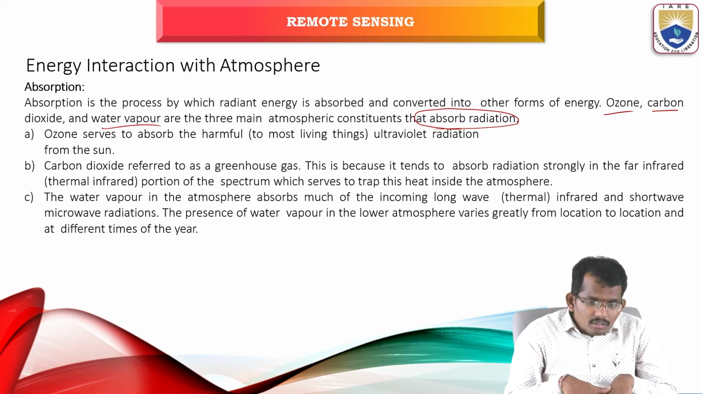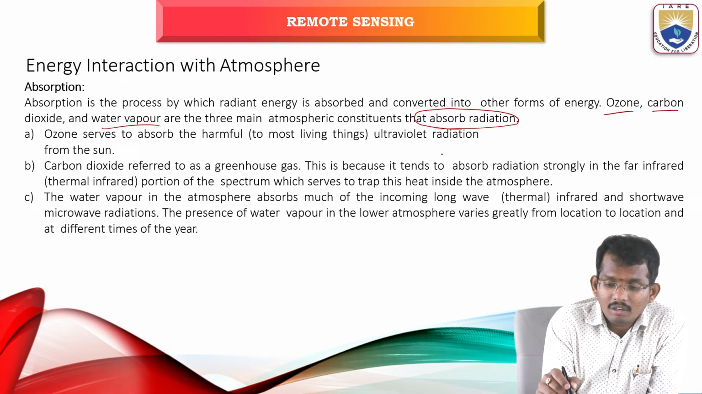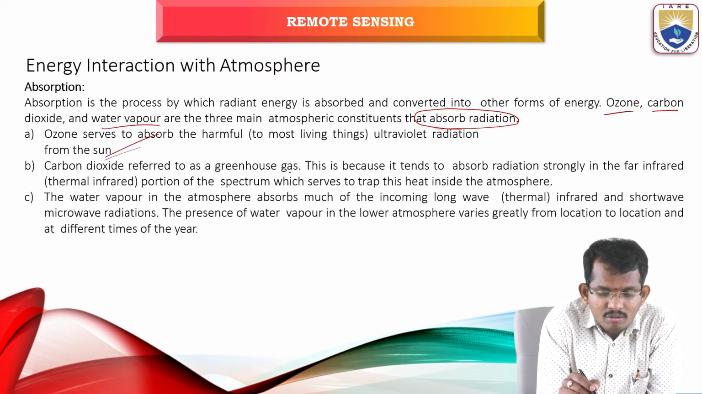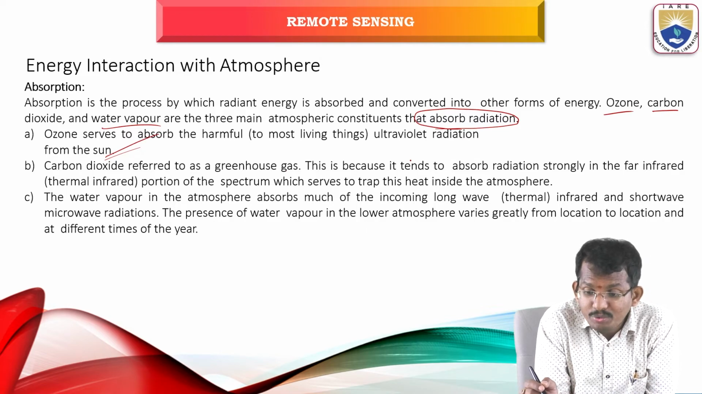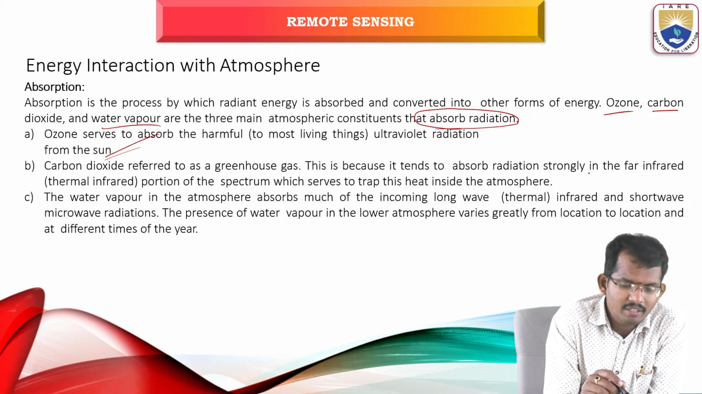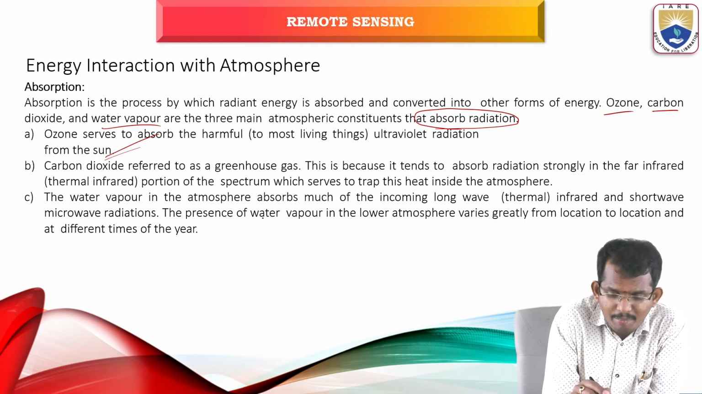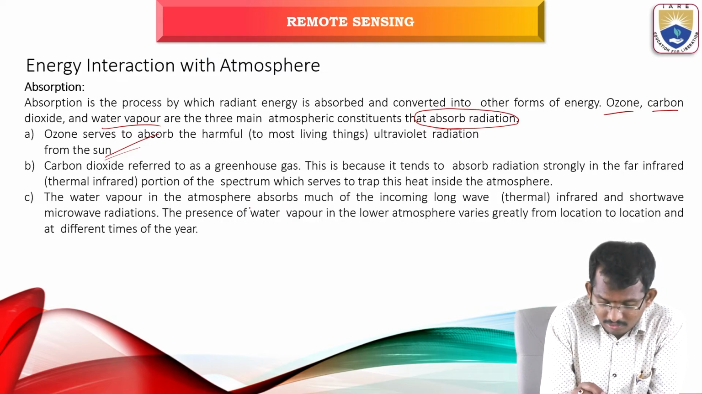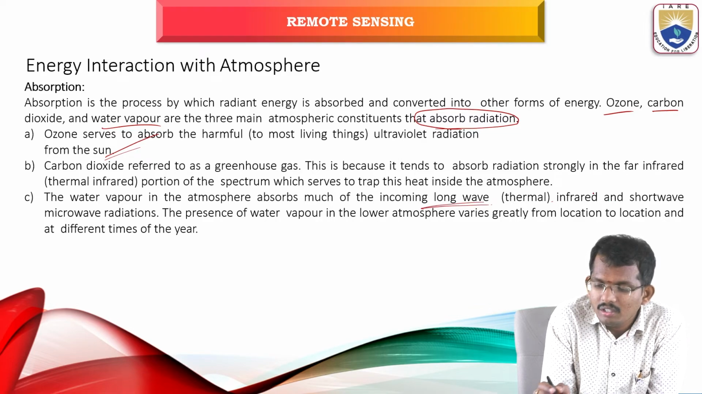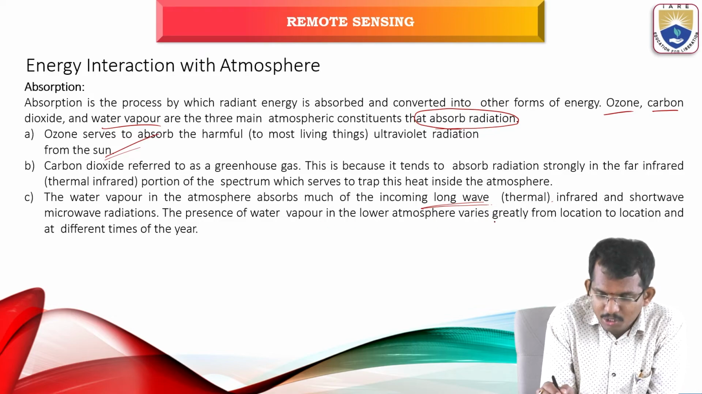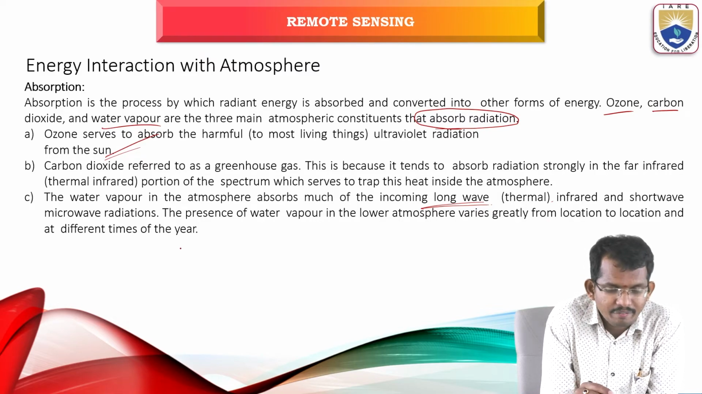The ozone layer absorbs the harmful ultraviolet radiation from the sunlight. Carbon dioxide refers to the greenhouse gases, because it tends to absorb radiation strongly in the far infrared portions of the spectrum. And water vapor is the most absorbent gas. Water vapor in the atmosphere absorbs much of the incoming long wave, thermal infrared, and short wave radiation. The amount of water vapor in the lower atmosphere varies greatly from location to location and at different times of the year.